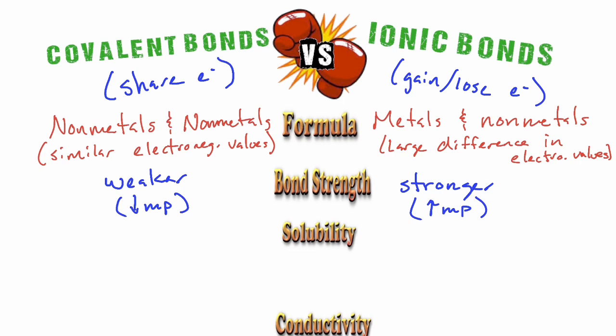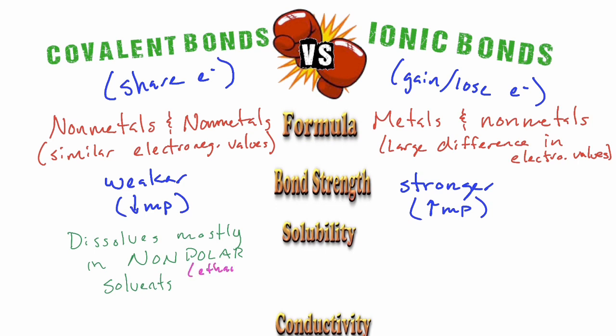Solubility is the ability for something to dissolve in water. So this is important. Normally, covalent compounds dissolve in non-polar solvents. In this lab, we're going to be using an alcohol called ethanol. That's going to be my non-polar substance.